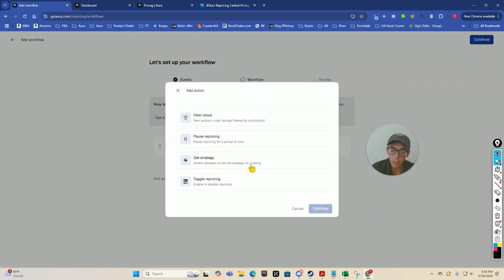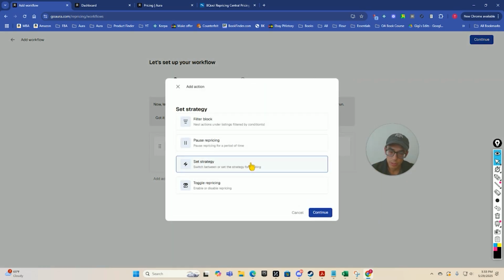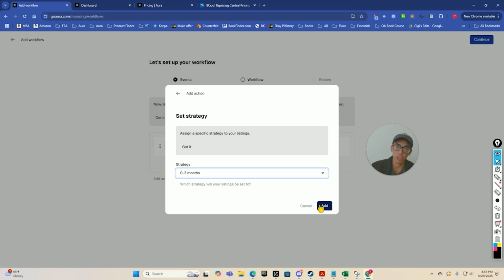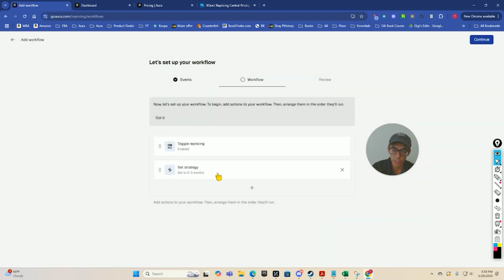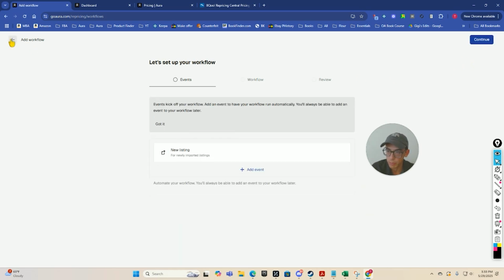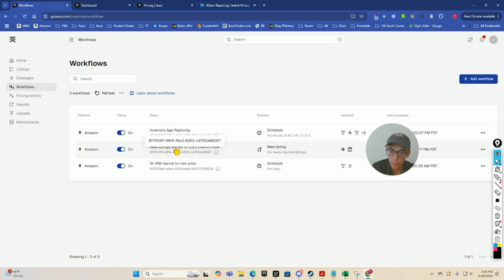Now, we also not only want to do that, we want to set a strategy. So that strategy here is going to be 0 to 3 months because the book just came into inventory. It's technically 0 to 3 months old. So now we're going to say set the strategy to 0 to 3 months. We're going to click continue. You can go ahead and name it, and voila, you're done. That workflow I named Joji's custom rule. That's what I named as 0 to 3 months before, but just imagine they said new listings are set to 0 to 3 months. That's what it means.